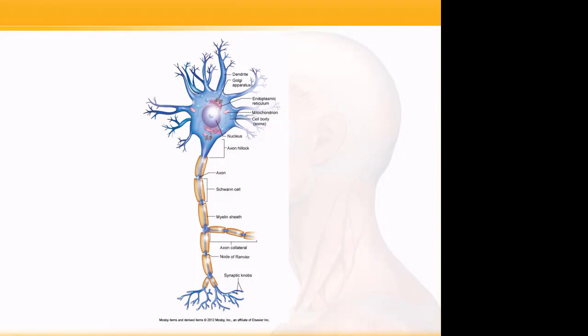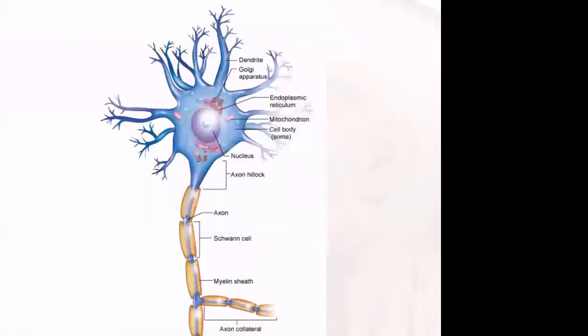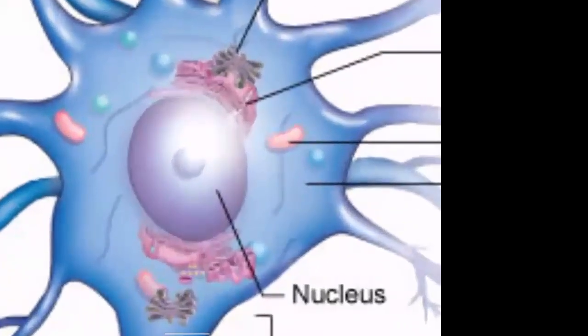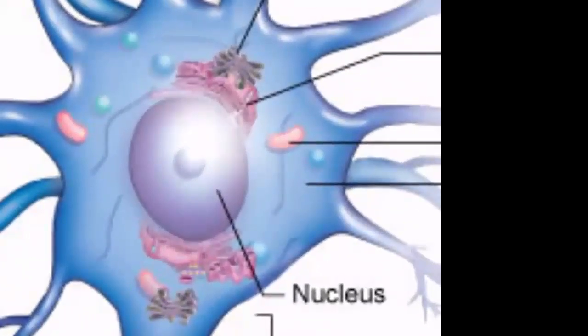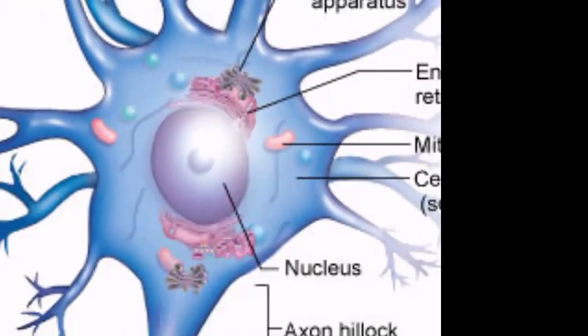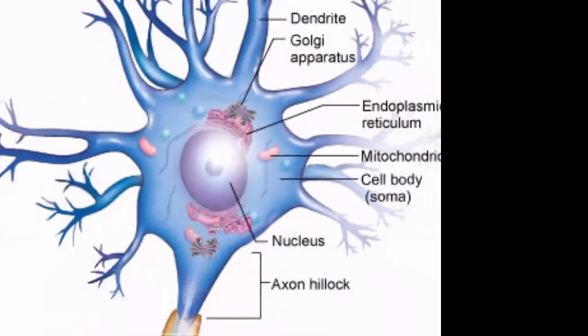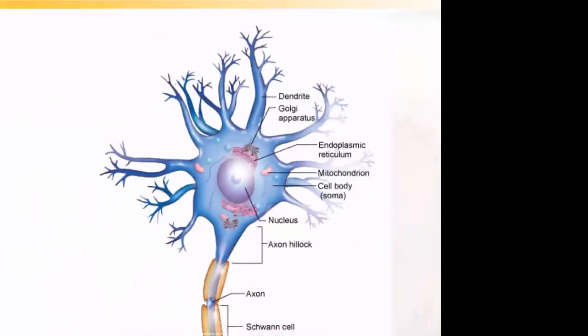Here is the body of the neuron. And you can see that is where we'd find the nucleus. The body is sometimes called the soma. What do they call it here? Okay, they say cell body or soma. And you'll notice that there are these branches that come off of it called dendrites.